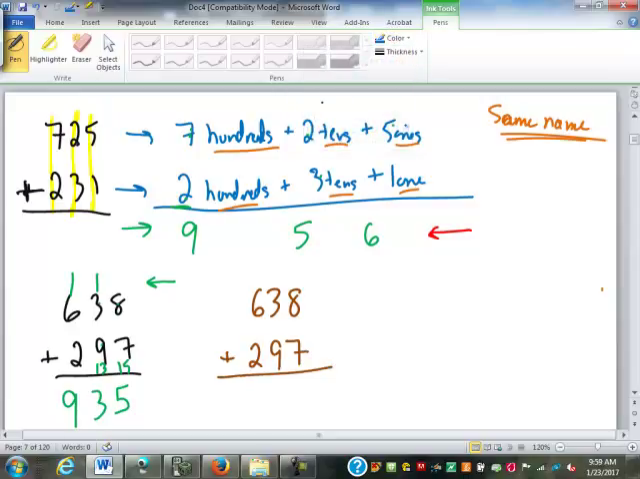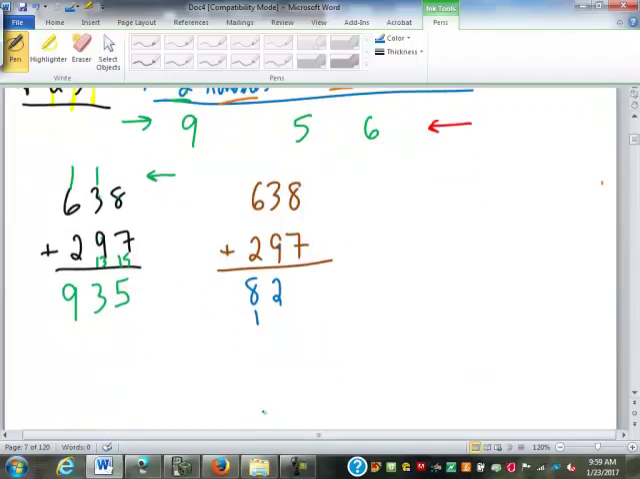They would do 2 plus 6 is 8. 3 plus 9 is 12, so that's 2, drop the 1. 8 and 7 is 15, so that's 5, drop the 1. 9, 3, 5. We get the same answer.